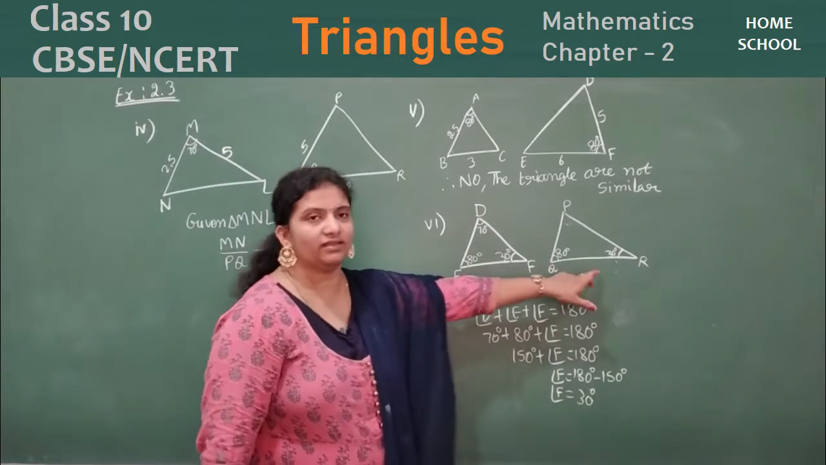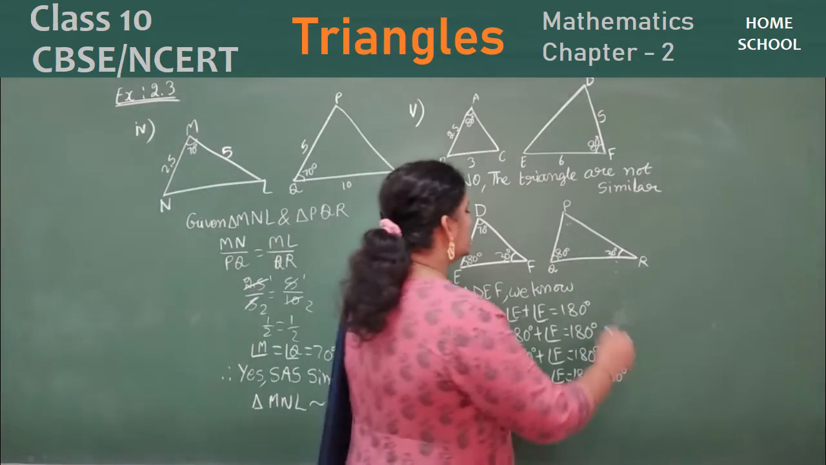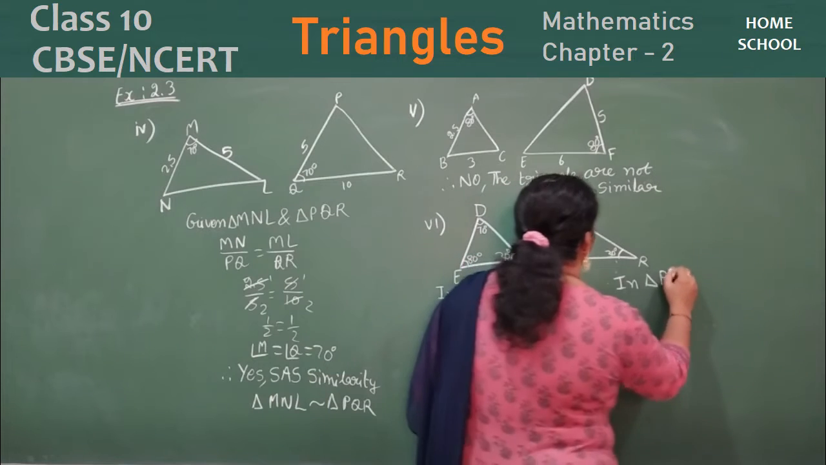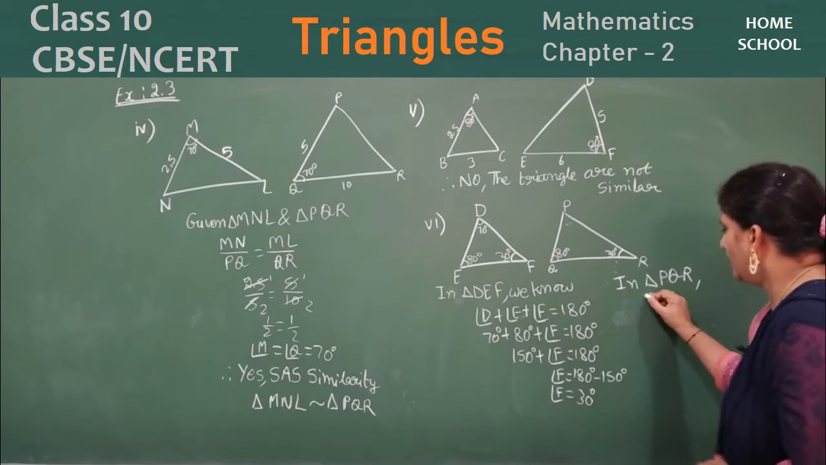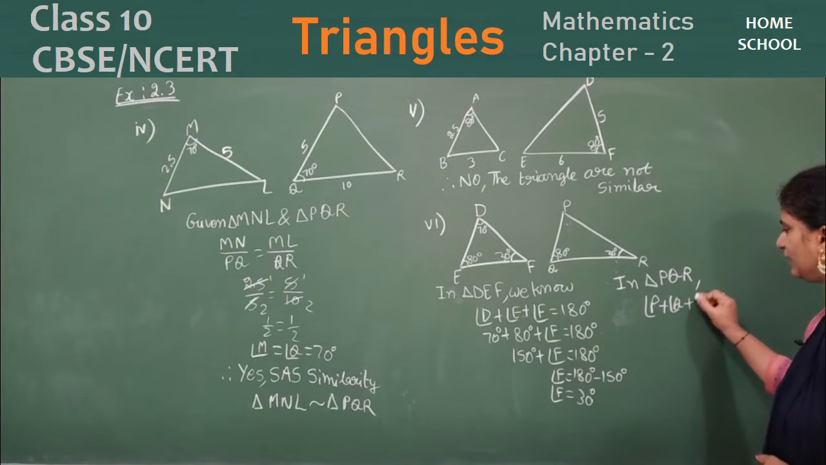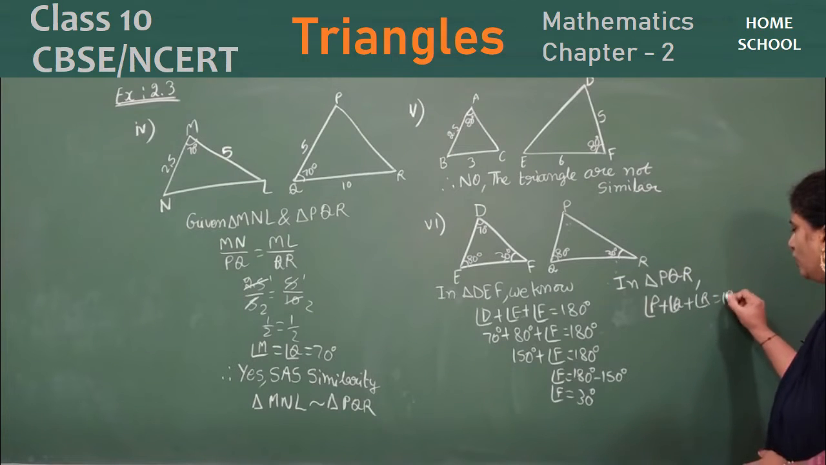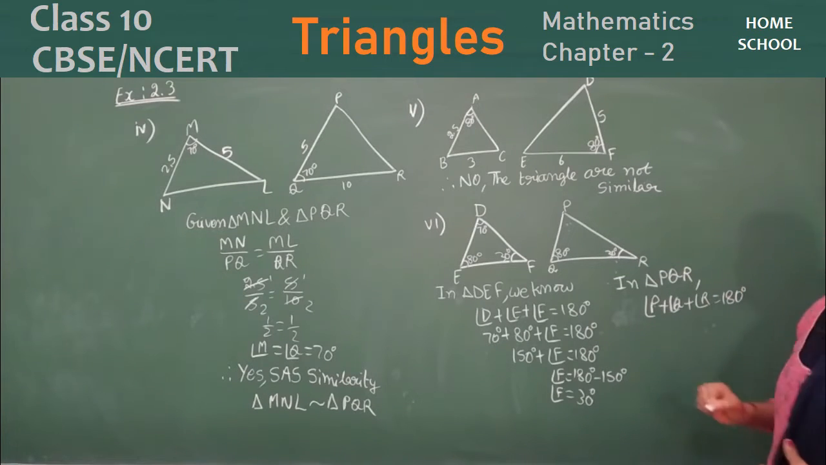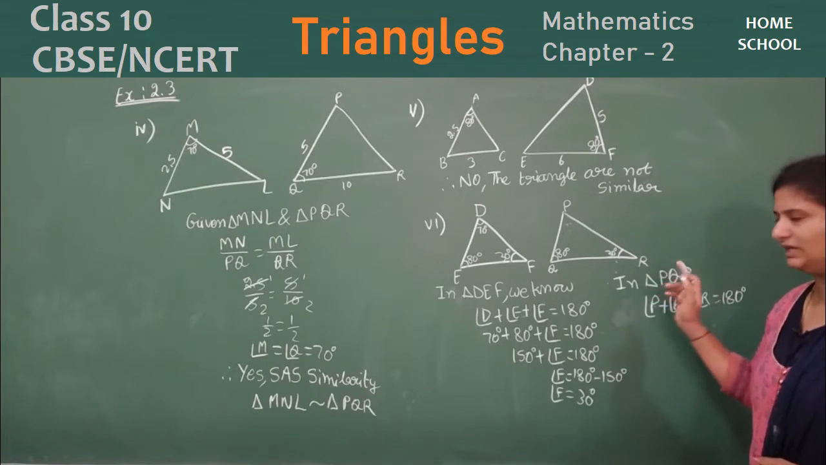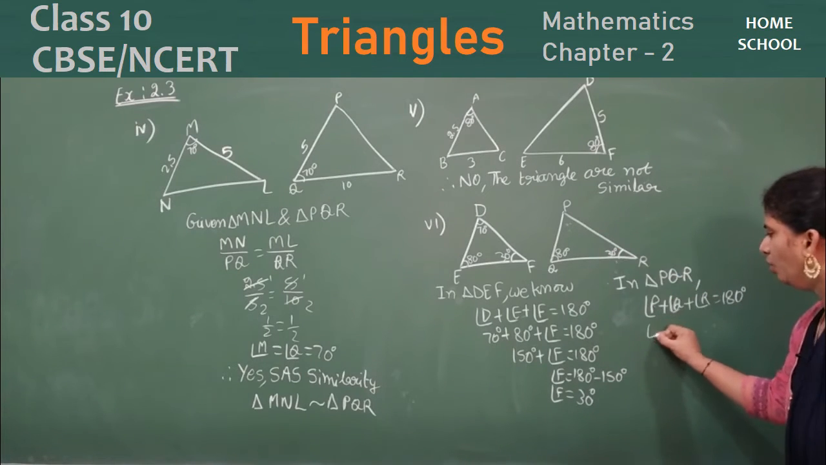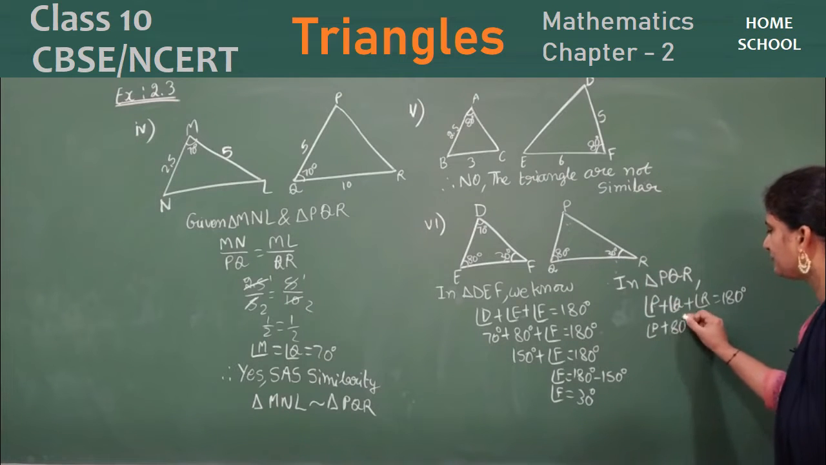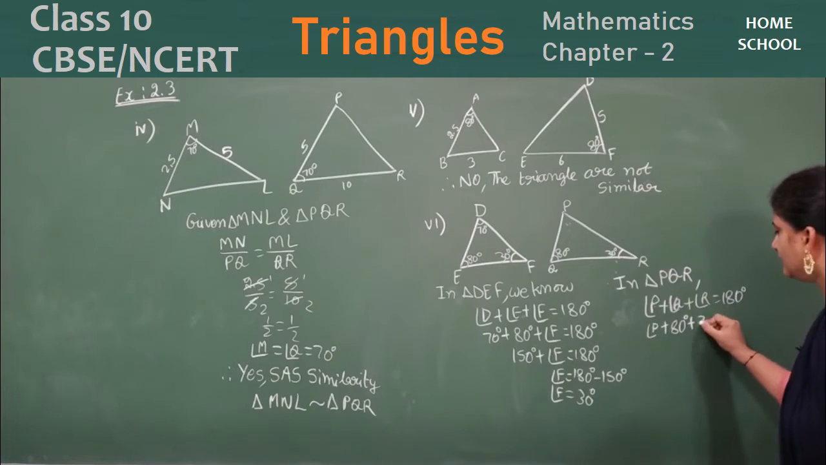So next, find the other triangle's missing angle. In triangle PQR, what do we know? Angle P plus angle Q plus angle R is equal to 180 degrees. How can you write here? The sum of the interior angles of a triangle is 180 degrees. Angle P we don't know, write angle P. Angle Q is 80 degrees. Angle R is 30 degrees.